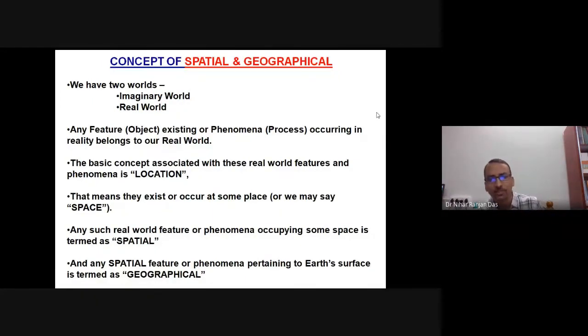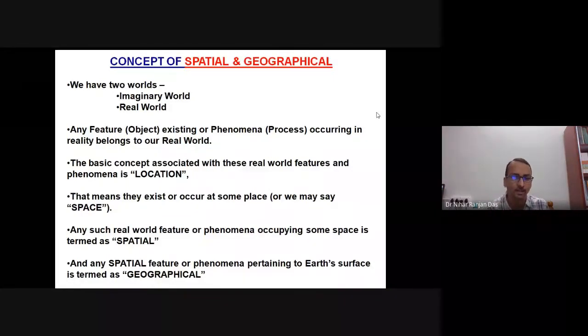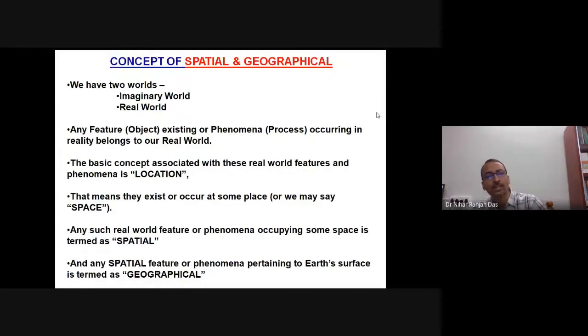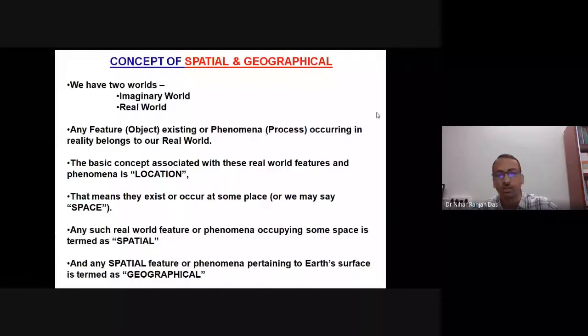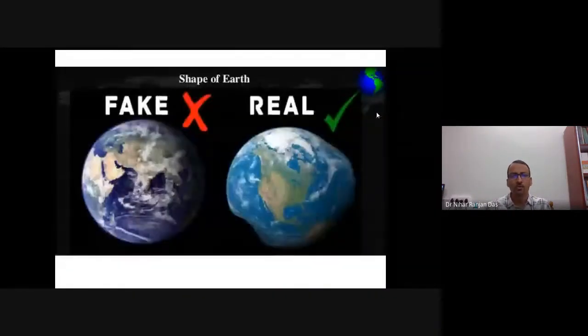And any spatial feature or phenomena pertaining to Earth's surface is termed geographical, because we will come to that concept. Why is this called geographical? One thing is very clear out of this: geographical is a subset of spatial. In our universe, whatever real objects are there, like other planets, other satellites, these are spatial. But anything pertaining to Earth's surface only is geographical. A hill or a mountain or a river existing on any other planet can be called spatial, but that is not geographical. And any hill, any river, any object, any road, any phenomena like rainfall on Earth's surface is called a geographical object or phenomenon.